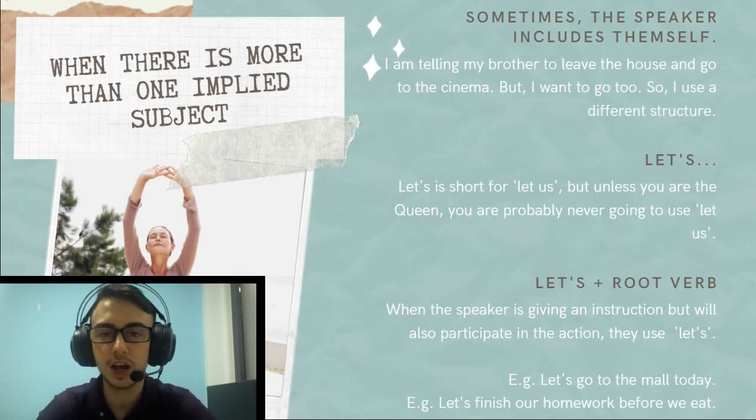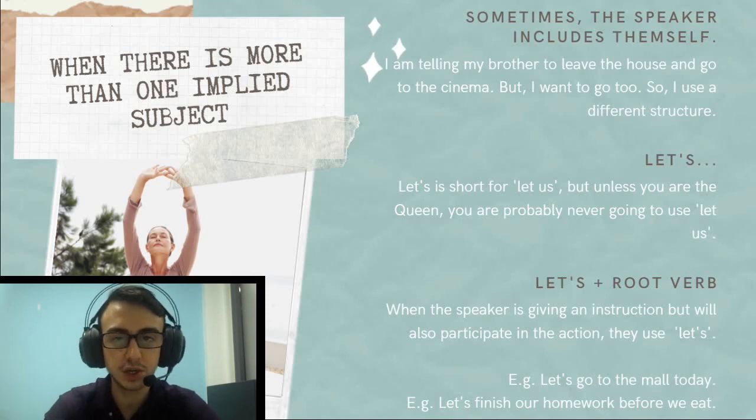So all we've done, we've taken the root verb, removed the to, and added let's before the verb. Let's go to the movies. Let's go eat. Let's go do something.